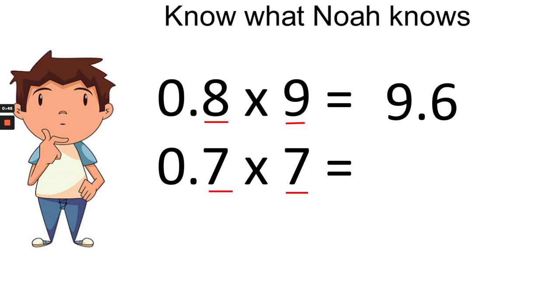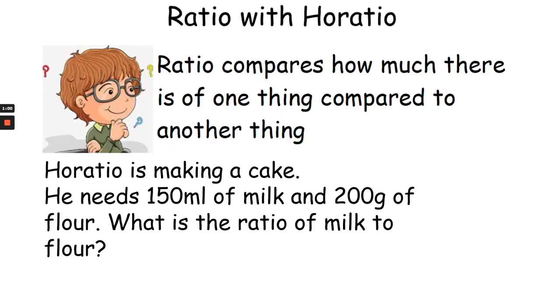I'm going to use the related fact that 7 times 7 is equal to 49 and make my answer 10 times smaller because 0.7 is 10 times smaller than the 7 I used with my related facts. Really great job if you got those, Year 6.